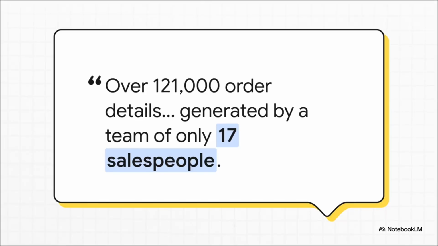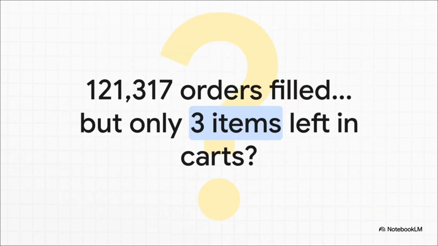This is our first major break in the case, hidden right here in plain sight. We have an unbelievably productive sales team. This tiny group of just 17 people is responsible for a massive number of orders. That is just pure efficiency right there. And here's another thing. Think about that. All those sales, but only 3 abandoned items. What does that tell you? It suggests their website or their checkout process is crazy effective. Almost nobody starts a purchase and then gives up. For any online business, that is a massive, massive win.